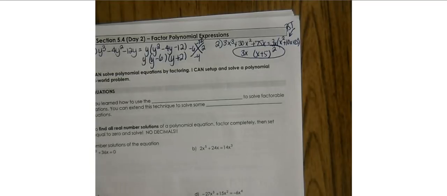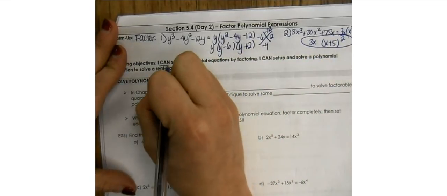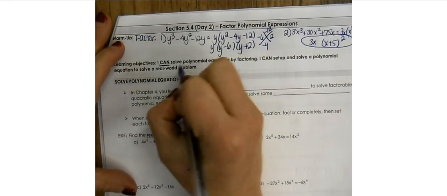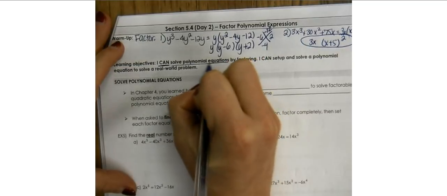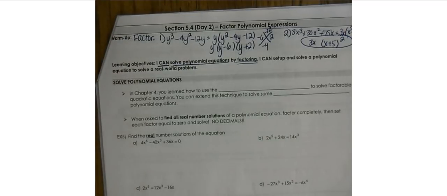So, like I said to you in the very beginning, our objective for today is to solve polynomial equations by factoring. So that's our first I can statement. I can solve polynomial expressions or equations by factoring. That's where you set each parenthesis equal to 0 to identify what your x-intercepts are. Whenever you're solving an equation, that's what we're trying to find: the location on the graph where the graph crosses the x-axis.